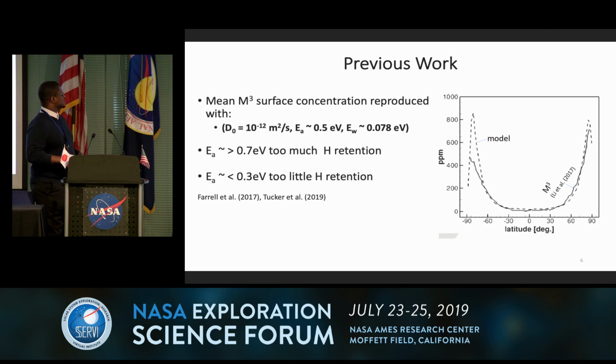And so what we found is if the activation energy was just a little bit larger than what experiments have derived, you would have too much retention of hydrogen, and the surface concentration would be much larger than M³. And if it was too low, you wouldn't retain enough hydrogen in the surface. And this is just showing the previous result compared to the data here.